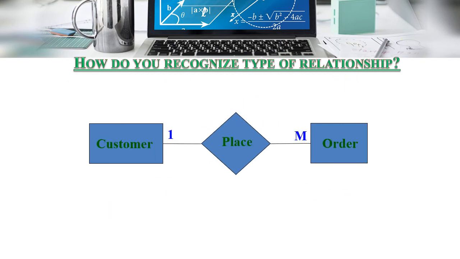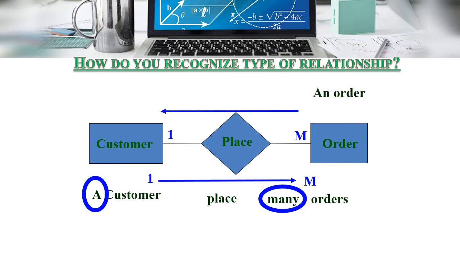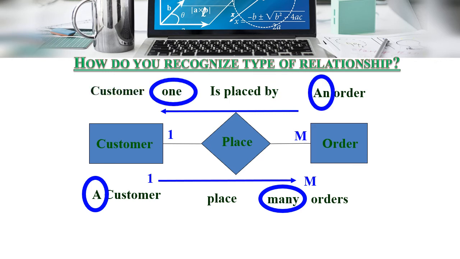How do you recognize the type of relationship for customer and order? A customer places many orders. The relationship is one-to-many. From the other side, an order is placed by one customer. So the relationship is one-to-one. We can collect them together. So the relationship will be one-to-many.